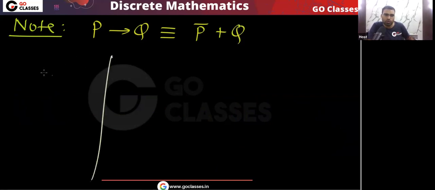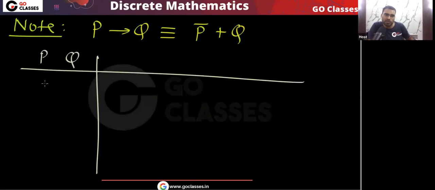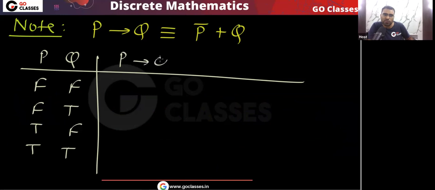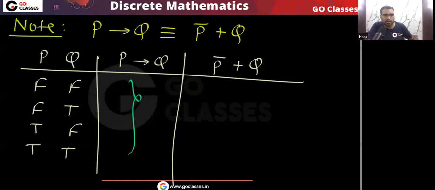Let's see the proof using the truth table. Let's create the truth table of both of them. This is P, this is Q. Only 4 cases are possible, 4 truth value combinations. Now let's see what is the truth table of P implies Q and what is the truth table of P bar or Q. So tell me, what is the truth table of P implies Q? That you already know. This is your favorite TTFT. Only in this case, P implies Q will be false.